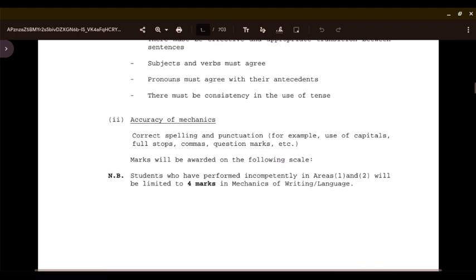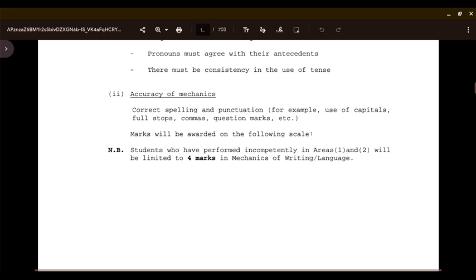And then we're going to go on to accuracy of mechanics. So these are all the basic stuff. Don't leave out your full stops. Don't leave out your commas when there should be a comma, right? Don't leave out your question marks if you're using a rhetorical question. Don't leave out your capital letters for the names of places, especially if you see it capitalized in the passage. Do not leave it out.